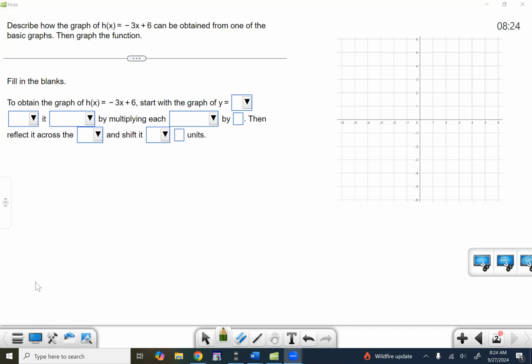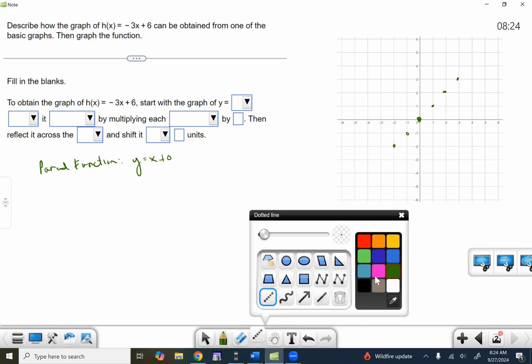All right, let's take a look at number 5. So on number 5, our parent function is just the line y equals x. So y equals x looks like this. The slope is 1, so that's why I'm going up 1 over 1, up 1 over 1. And if you go back to the equation over here, you can add a plus 0 to see that the y-intercept is 0. So that's why I started right here. All right, so this is probably enough points right there. So this is going to be a graph of our parent function.